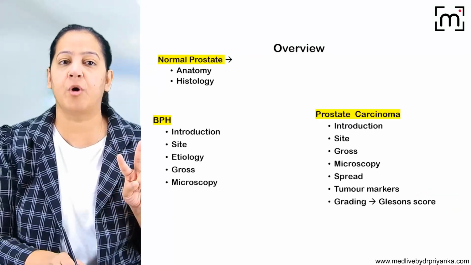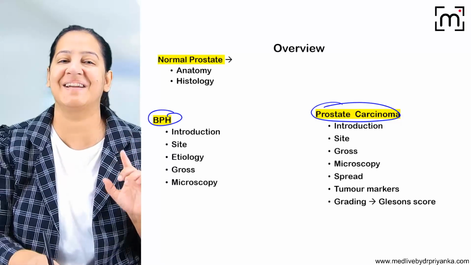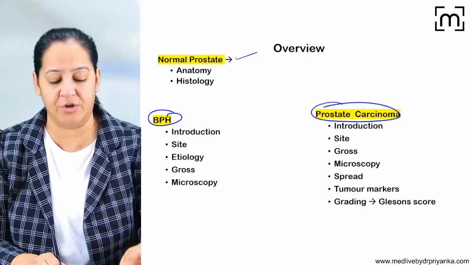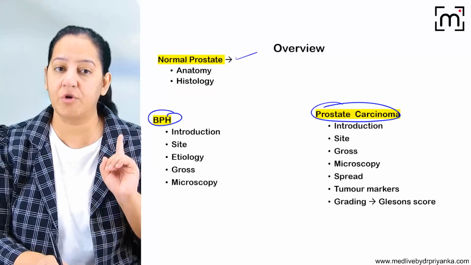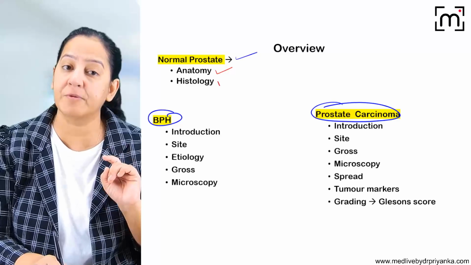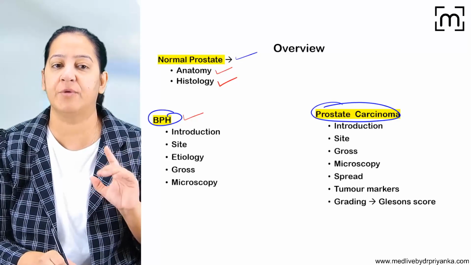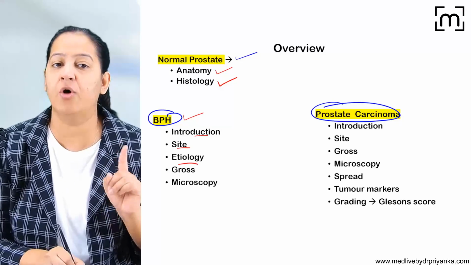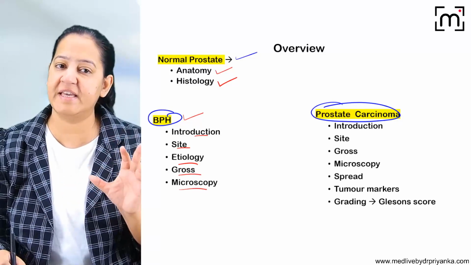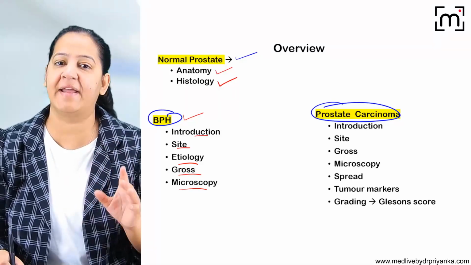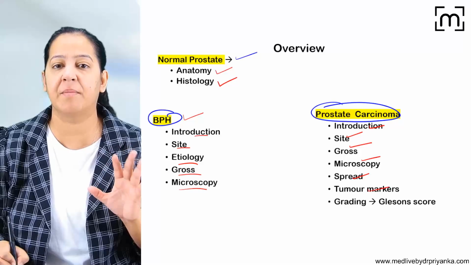Before understanding the two topics in detail, that is BPH and prostate carcinoma, you must understand the normal prostate anatomy and histology, without which you cannot understand these two topics. So first I will let you know the normal prostate anatomy and normal prostate histology. Then we will start the benign prostatic hyperplasia and I will let you know its introduction, most common site, etiology, gross and microscopy. Then we will come on the prostatic carcinoma and we will see it under the same headings, that is introduction, site, gross, microscopy, spread, tumor markers and grading.